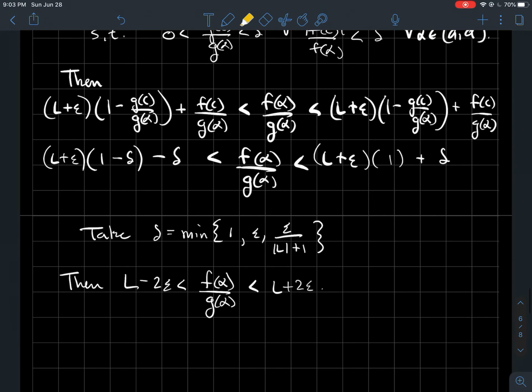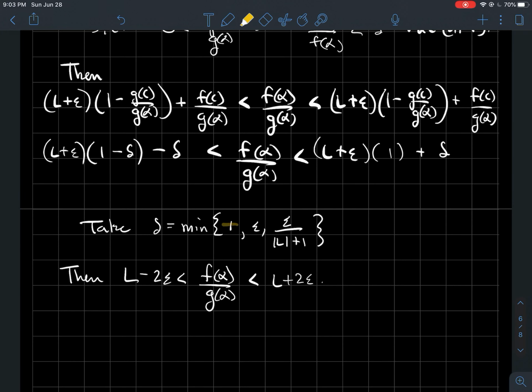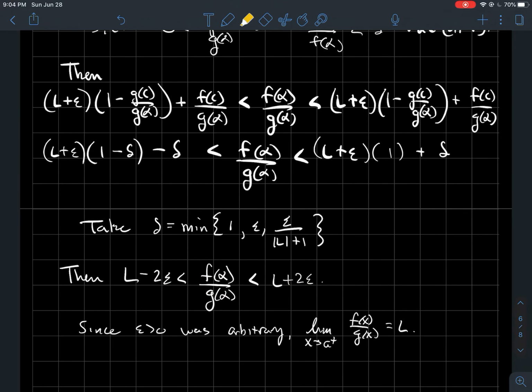So now we're at the point where we can say delta should be the minimum of 1, of epsilon, and of epsilon divided by the quantity absolute value of L plus 1. We don't really need the absolute value there since we assumed L is bigger than 0. Just forget about it. Anyway, if that's what your delta is, then you could show that all this stuff unravels to saying that f of alpha over g of alpha is between L minus 2 epsilon and L plus 2 epsilon, which is pretty cool because epsilon was arbitrary.